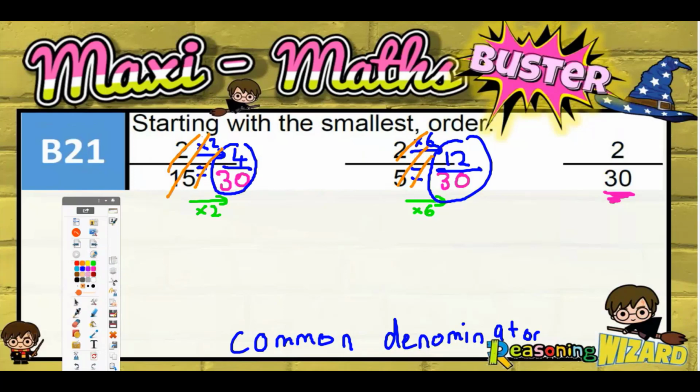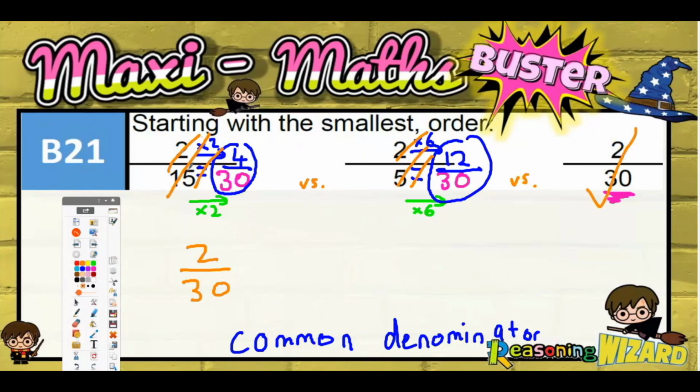It's very, very easy to say which one's the smallest. It's 4/30ths versus 12/30ths versus 2/30ths. So the smallest one is going to be this 2/30ths. So 2/30ths, most definitely the smallest. Tick that one off. Now you've got 4 or 12/30ths. 4/30ths is the next smallest.